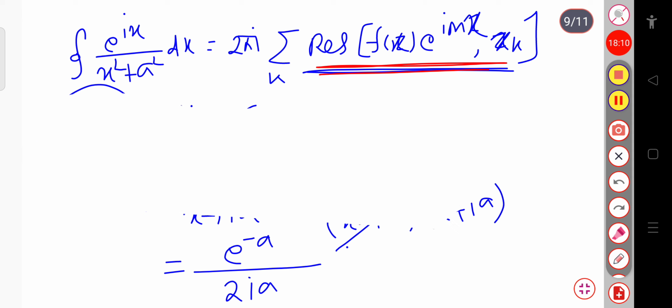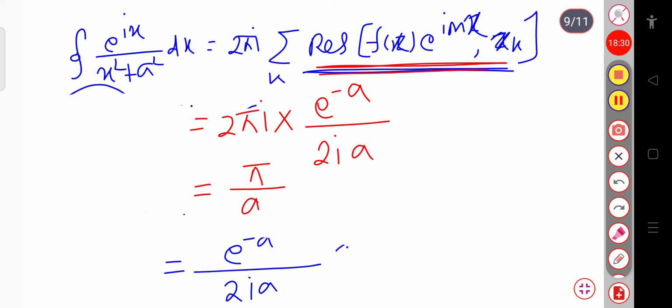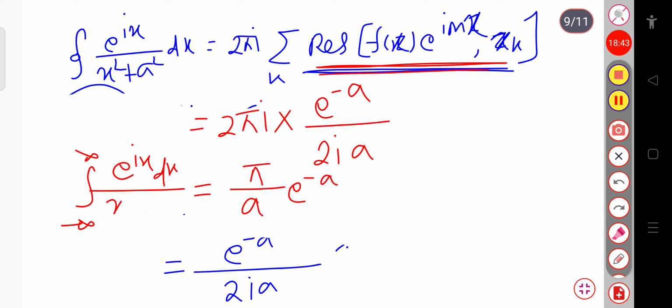Let me just rub this part. So this will be equal to 2 pi iota times exponential minus a divided by 2 iota into a. So 2i get cancelled. This will be pi divided by a into exponential minus a. Okay. So this term we have calculated for minus infinity to plus infinity exponential ix dx divided by x square plus a square. Okay. So now I'll take this into the next page.